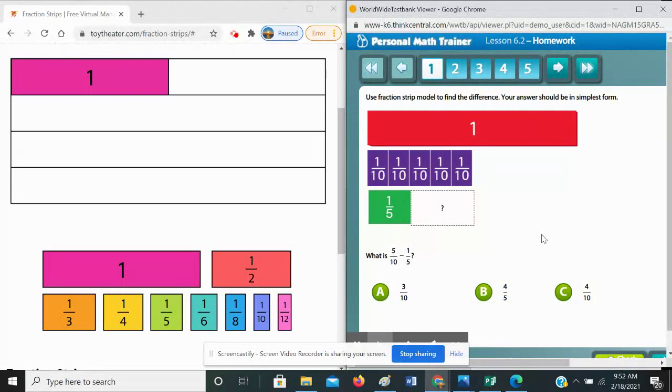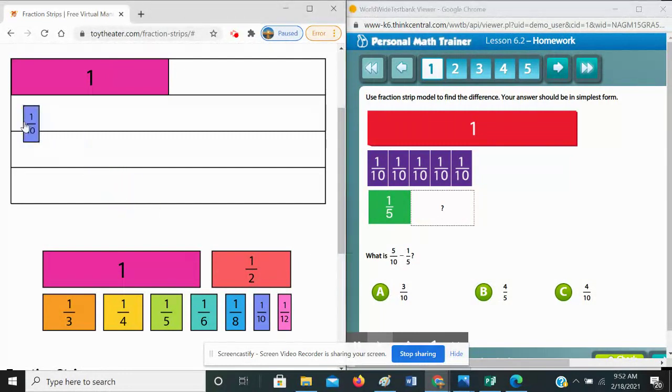All right, boys and girls, so when I'm subtracting fractions today with unlike denominators, you will use the fraction strips that are attached in the Google Classroom. So they want to know 5/10 minus 1/5, what is the difference? So first they lined up our 5/10.